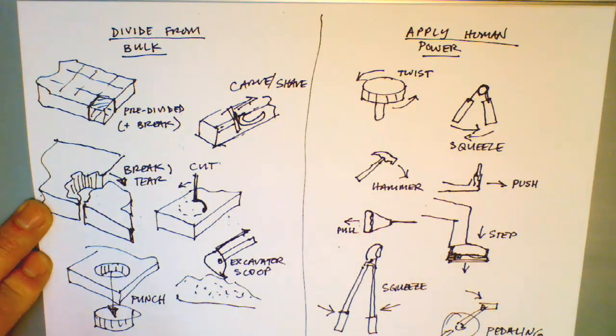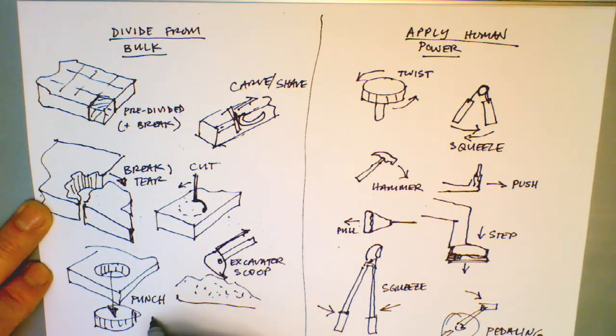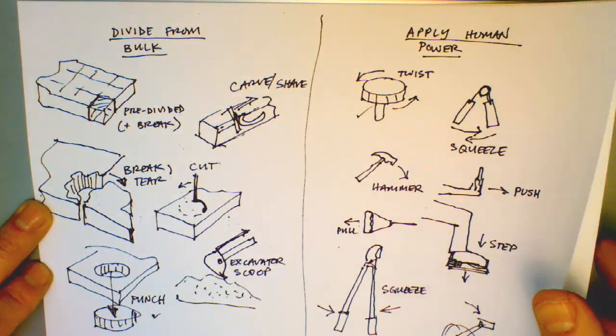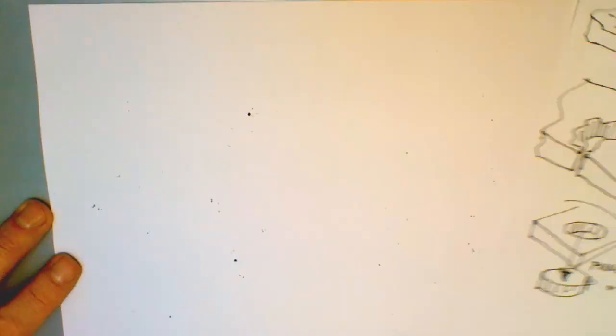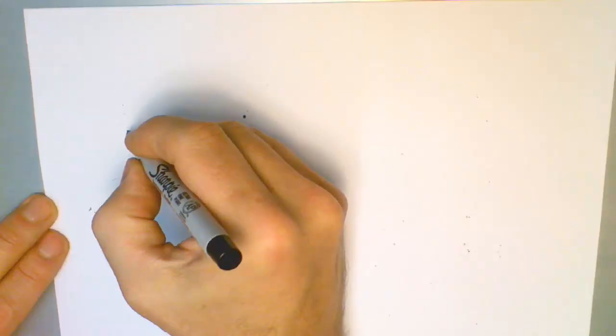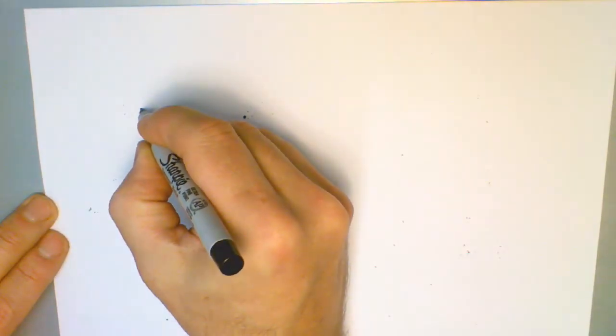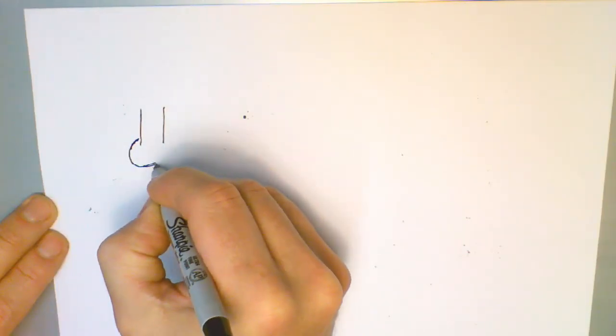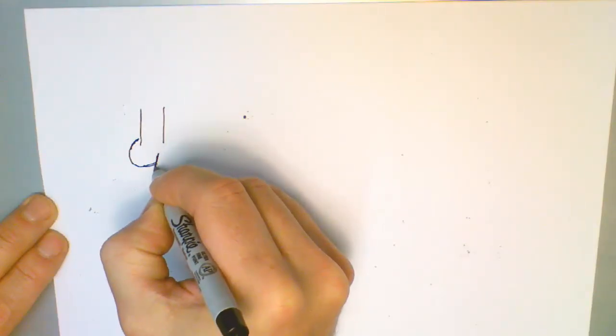All right, now's the fun part, which is we pick one from column A, one from column B, and we see if we can create an ice cream scoop that integrates those two principles. So let me take this guy, punch, and twist, and see what we could do. So we're going to do a punch and twist. So imagine you had a scoop. Let's see if I can get this right.